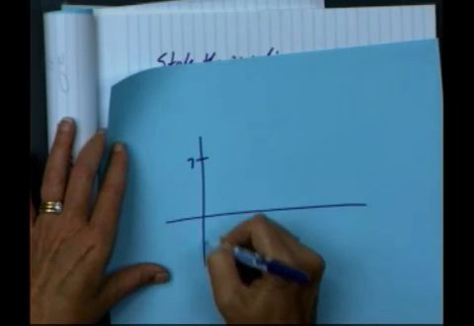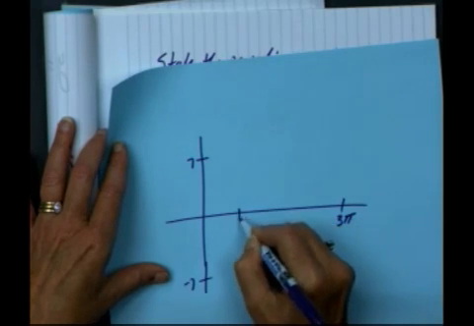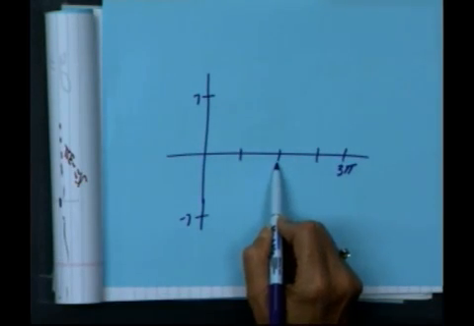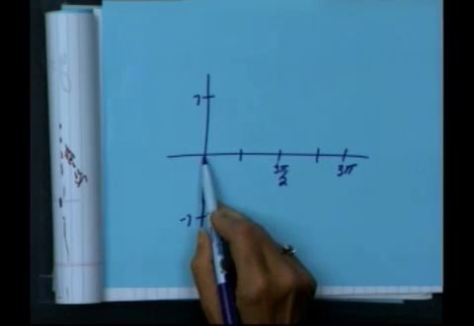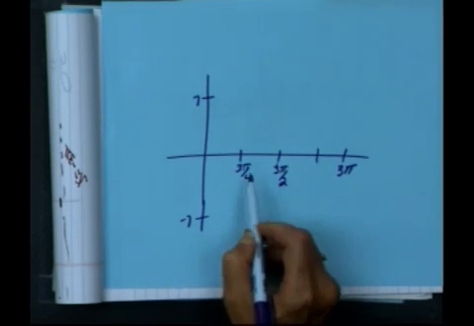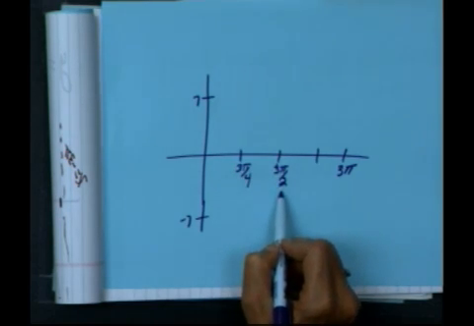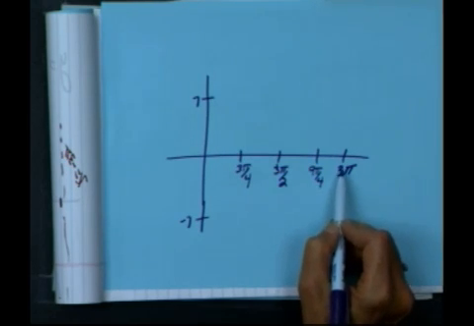Let's do a quick sketch. We'll mark off 7 and negative 7. Divide this up into fourths. What's the middle one going to be? 3 pi over 2. Half of 3 pi is 3 pi over 2. What's halfway between 0 and 3 pi over 2? 3 pi over 4. If you get common denominators, things are easy: 3 pi over 4, 6 pi over 4, 9 pi over 4, and then 12 pi over 4.